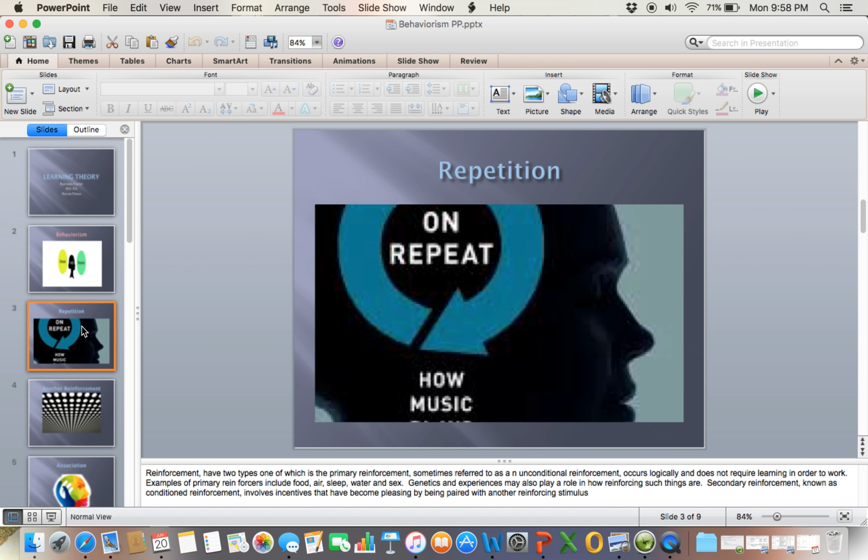Repetition is a form of behaviorism, which means reinforcement. Reinforcements have two types, of which the first is the primary reinforcement, sometimes referred to as an unconditioned reinforcement. It occurs naturally and does not require learning in order to work. Examples of a primary reinforcement include food, air, sleep, water, and even sex. Genetics and experiences may also play a role in how reinforcing such things are.